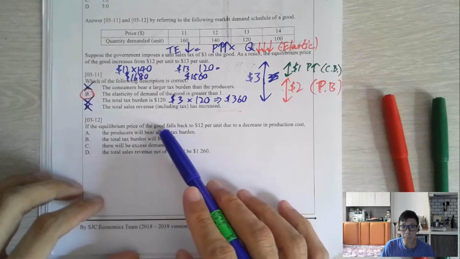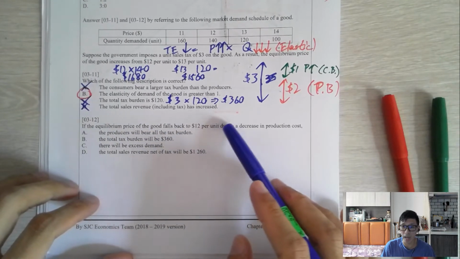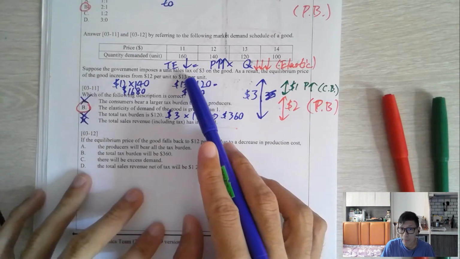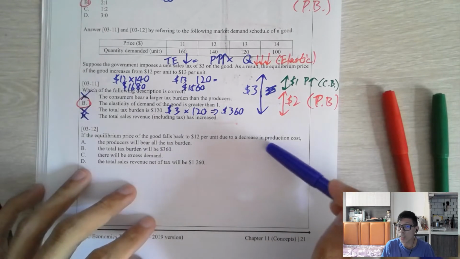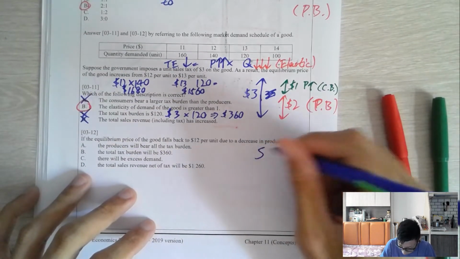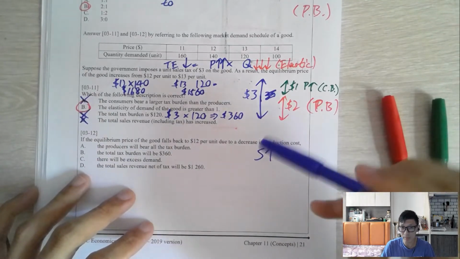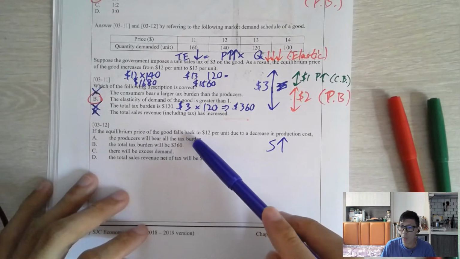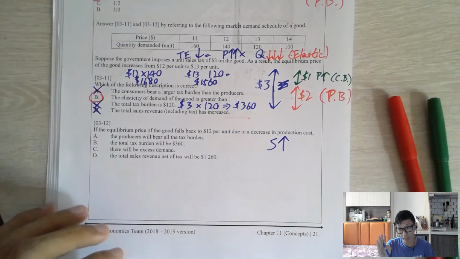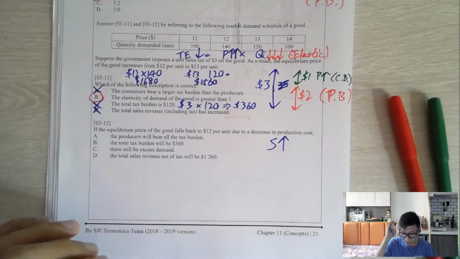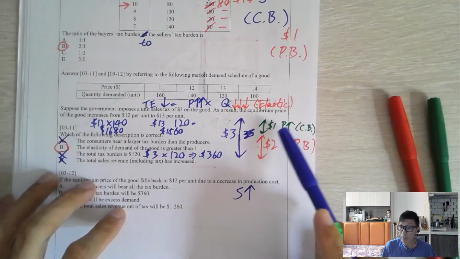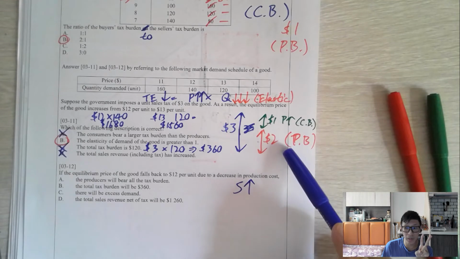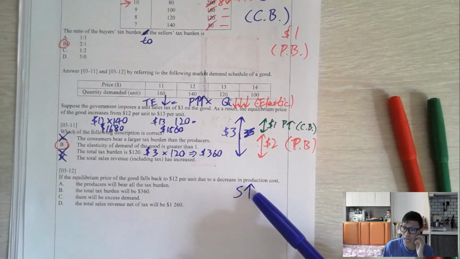If the equilibrium price of goods falls back to 12 unit, somehow it changed from 13 to 12 due to a decrease in production cost. What does that mean? It means that supply would increase, all the way back to the original point, right? Producer would bear all tax burdens. Now think about it, right? Now we have a tax in which consumer bear $1. The producer bear $2, right? Now this is a change in situation.